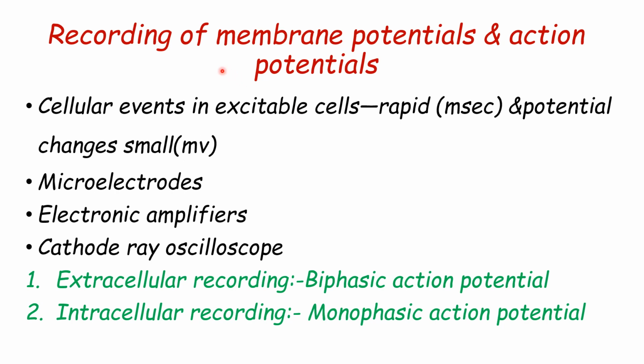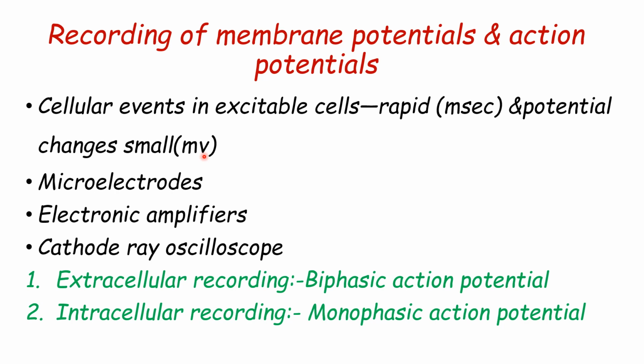Now another important thing we should know is how we record the membrane potentials and action potentials. I'll not go into much detail, but I'll keep more focus on what is important for you. So why do we need to understand this? Because the cellular events in excitable cells are very rapid. They occur in milliseconds, and the potential changes we record, especially in the nerve fibers, occur in millivolts.